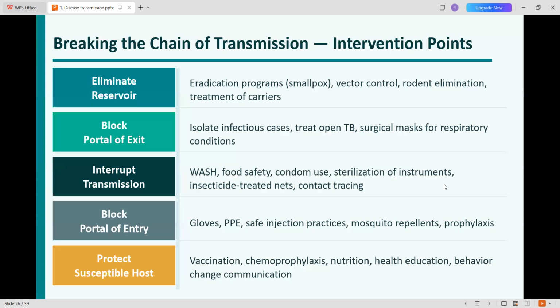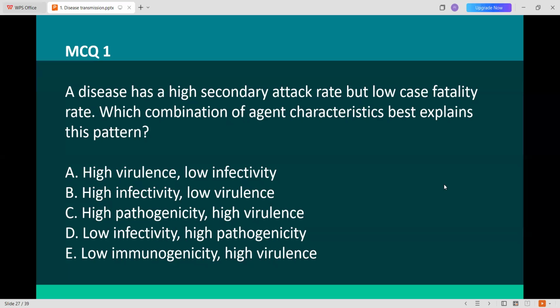Interrupt the transmission by WASH, food safety, condom use, sterilization of instruments, insecticide-treated nets, contact tracing. Block the portal of entry through gloves, PPE, safe injection practice, mosquito repellent, and prophylaxis. Protect the susceptible host: vaccination, chemoprophylaxis, nutrition, health education, behavior change communication. So next is the MCQs.